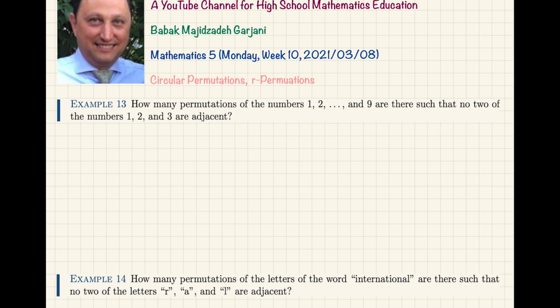So it means that if 1 and 2 are here, 3 is there. I don't want to count it because 1 and 2 are adjacent. If 1, 2, 3 are next to each other, I don't want to count it because all of them are adjacent. So I don't want to have any pair of these 2 numbers adjacent. I want to count the whole possibility.